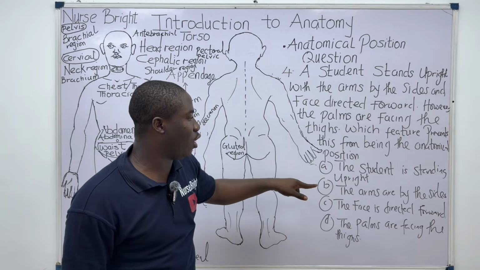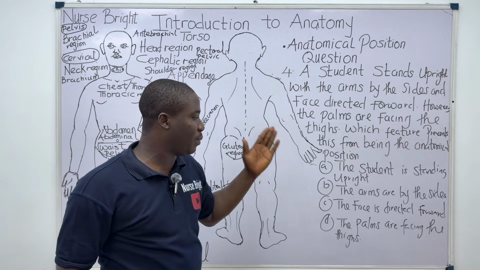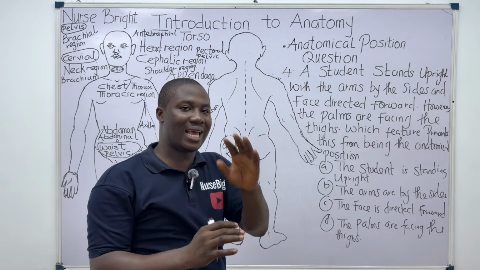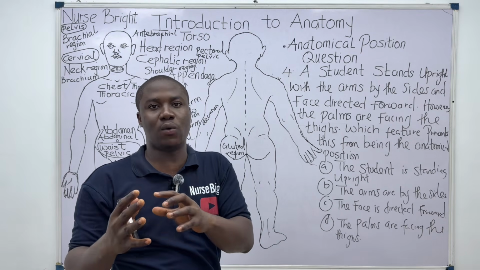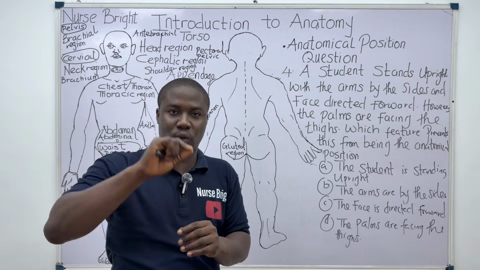Is it the student standing upright? Is it the arm by the side? Is it the face facing forward, or the palms facing the thighs? So provide the answer to this question, it is very easy. So let's get into more aspects of anatomy, which is the introductory aspects to anatomy. All right, so get ready.